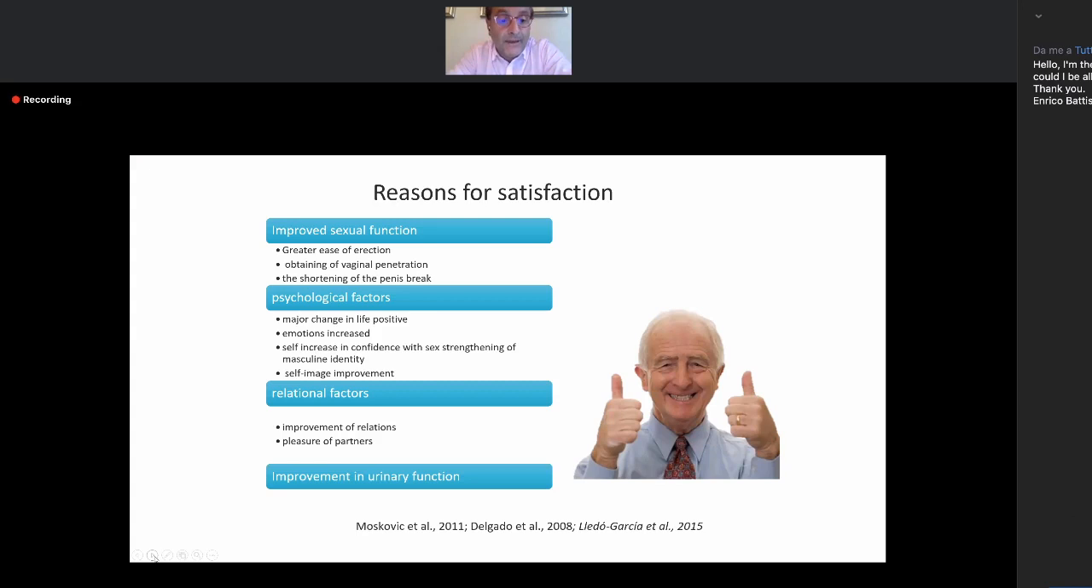Improvement in urinary function. Some patients, and you can see we have a paper of Enrique, in my experience after radical prostatectomy with just a little urinary incontinence, can solve the problem with the penile prosthesis, because the prosthesis gives the urethra just a little compression, and some patients in our experience resolve the problem of little urinary incontinence. Next.